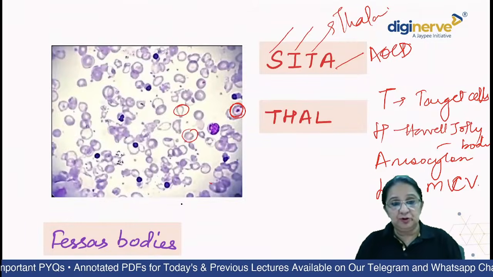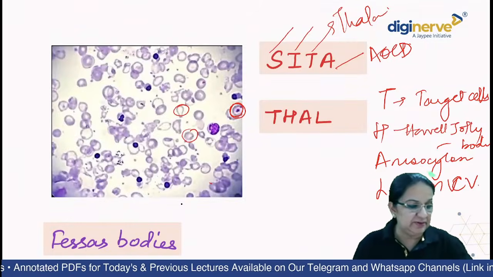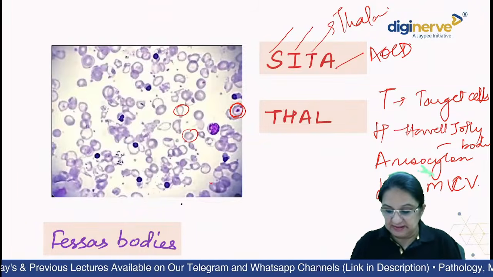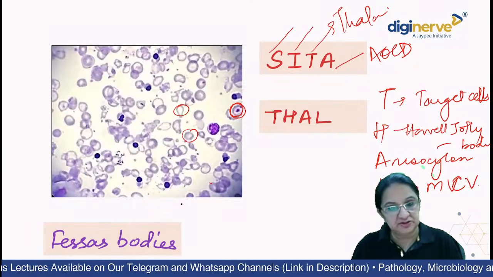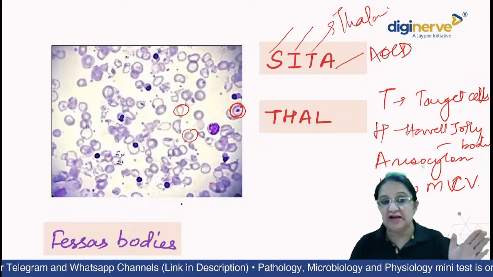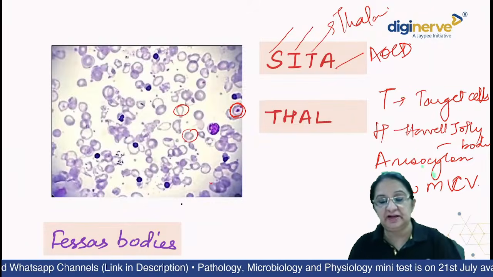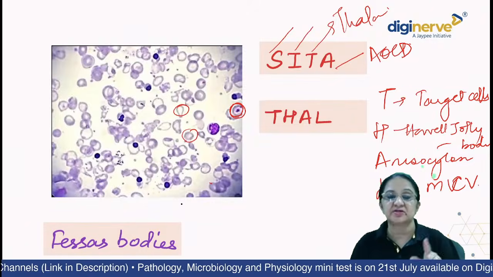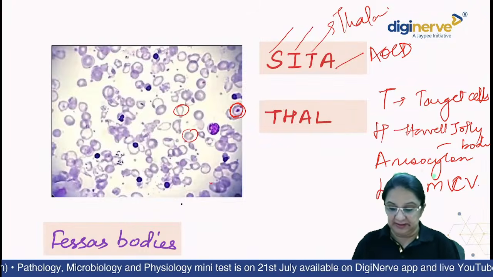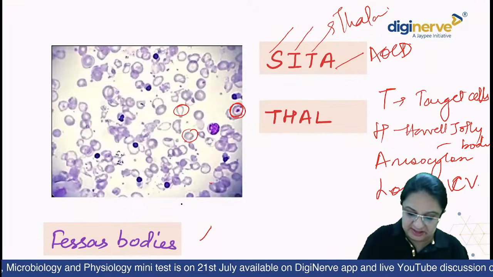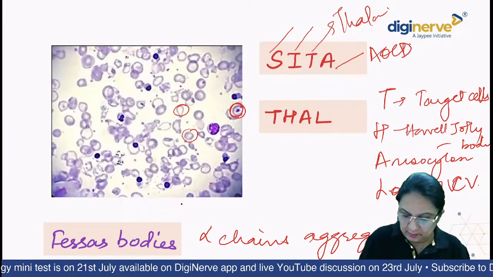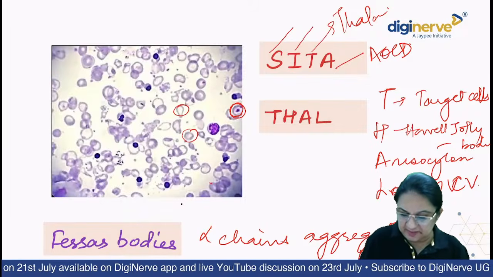Now, what do you know about Fessa's bodies? Can anybody tell me what Fessa's bodies are? See, in beta thalassemia, your beta chains would be deficient. What will happen to alpha chains? In alpha thalassemia we studied about the beta 4 tetramers and the gamma 4 tetramers. So here what will form? Here your alpha chains would aggregate. Okay. So alpha chains would aggregate in the peripheral RBCs.